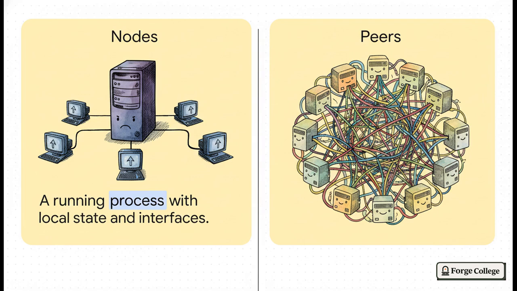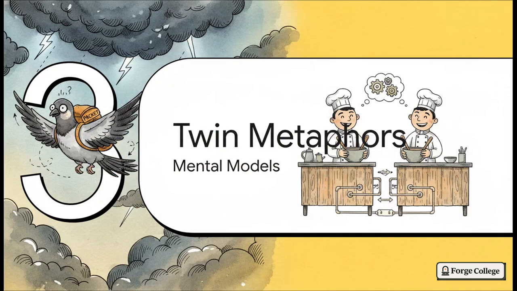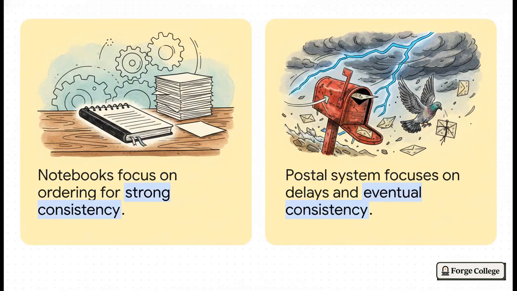You have to figure out how to find other peers in the wild, who's allowed to talk to whom, and how to route messages fairly without a central switchboard guiding the way. Part 3. Twin metaphors, mental models. Because thinking about network packets bouncing around the dark void of the internet is, well, kind of abstract. Here are 2 grounded scenarios to help us really grasp network unreliability.